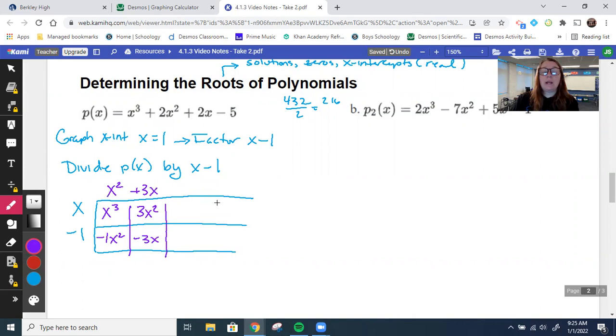My x's have to add up to be positive 2x. So this would have to be a 5x. So what times x is 5x? This is a plus 5. Times -1 is -5. Oh, and that's what I needed.